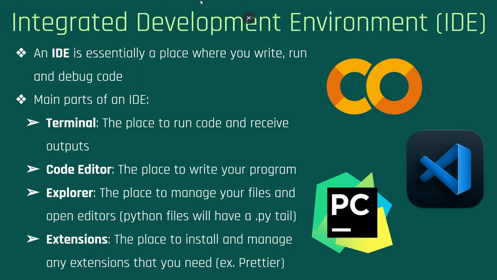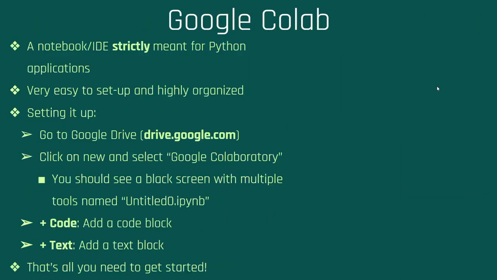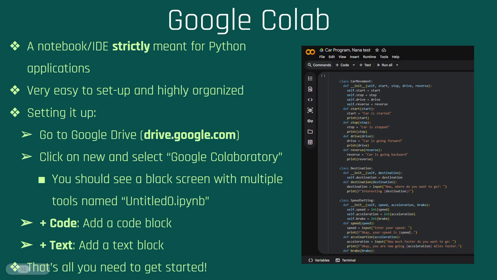We also covered what an integrated development environment was, which is an IDE. It's essentially a place where you write, run, and debug code, and it's a place where you manage code as well. These parts are more for VS Code, which is a full-scale IDE made to support multiple programming languages. But for this bootcamp, we will be using Google Colab, which is strictly meant for Python. Now, you can follow these instructions, but if these instructions don't work for you, I will be showing you a simpler method right now.